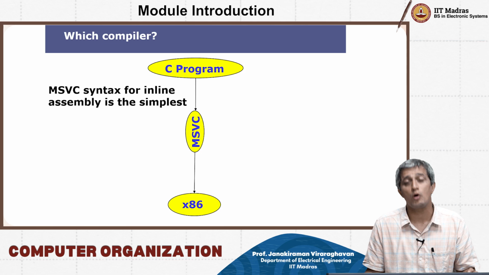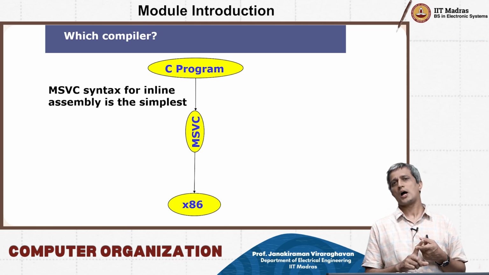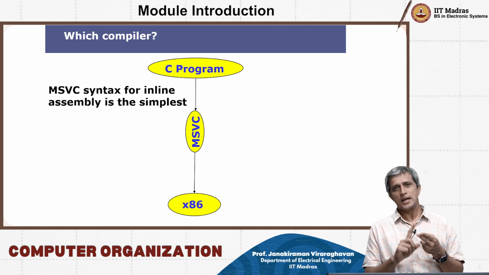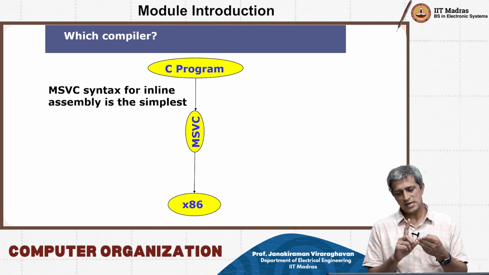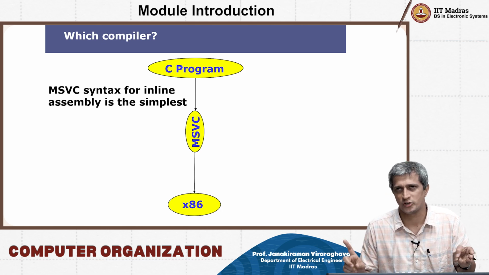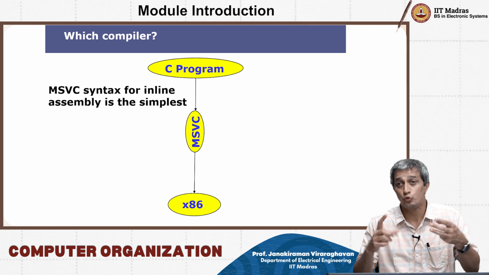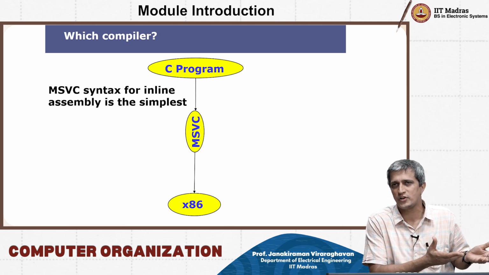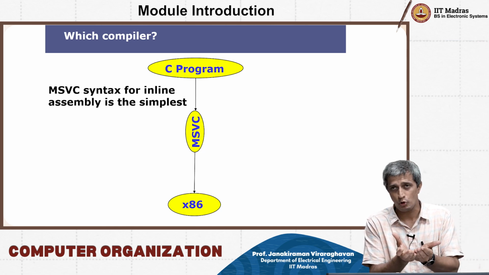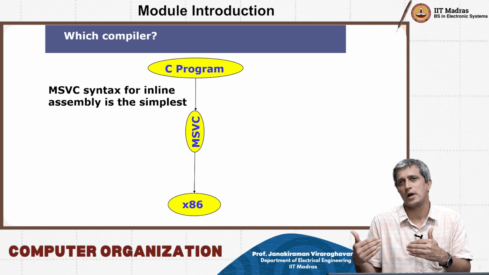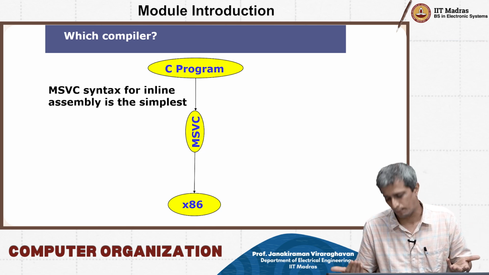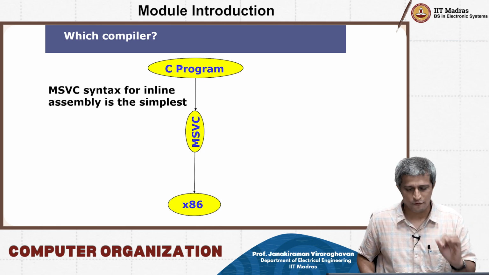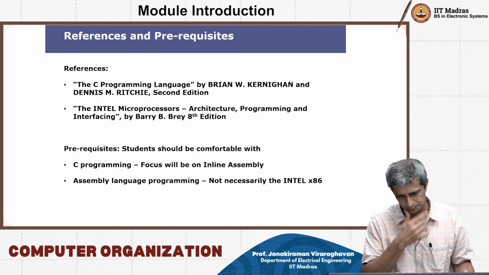So in summary, we are going to start with a C program, compile it with the MSVC compiler and generate x86 instructions, and we want to be able to do this ourselves eventually. Of course, we'll use the MSVC compiler to give us the reference output. We will translate something by ourselves and then compare if these two are the same. That's the idea of the first part of this course.